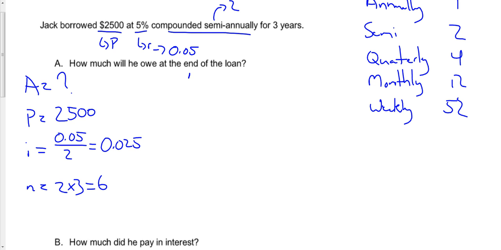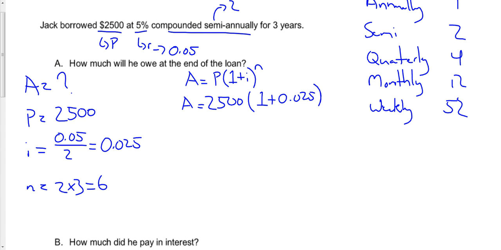So the formula that I need to use for this is A is equal to P times 1 plus I to the exponent positive n. Now that I've figured out over here on the left what my A, P, I, and N values are, I'm just simply going to substitute them into the equation. So I'm looking for A. My P value is 2,500. And I've got 1 plus 0.025, all raised to the exponent 6. I could simplify that by adding together that which is in the brackets. So 1 plus 0.025 is 1.025, and that's raised to the exponent 6.